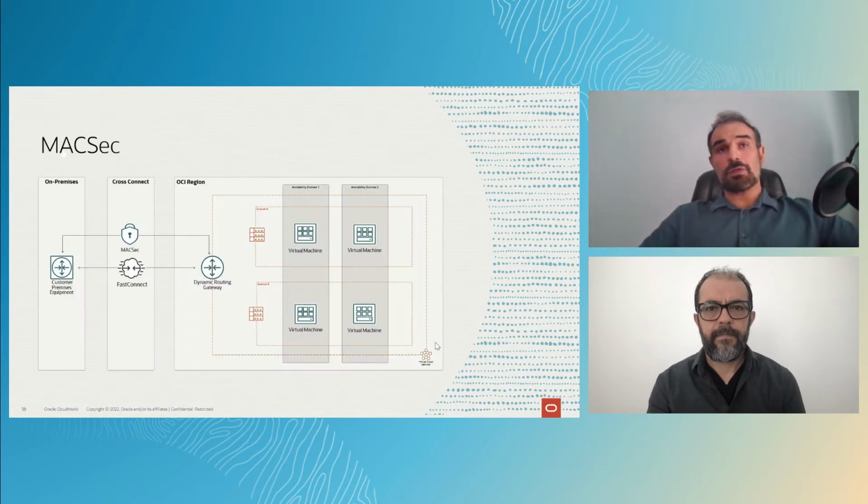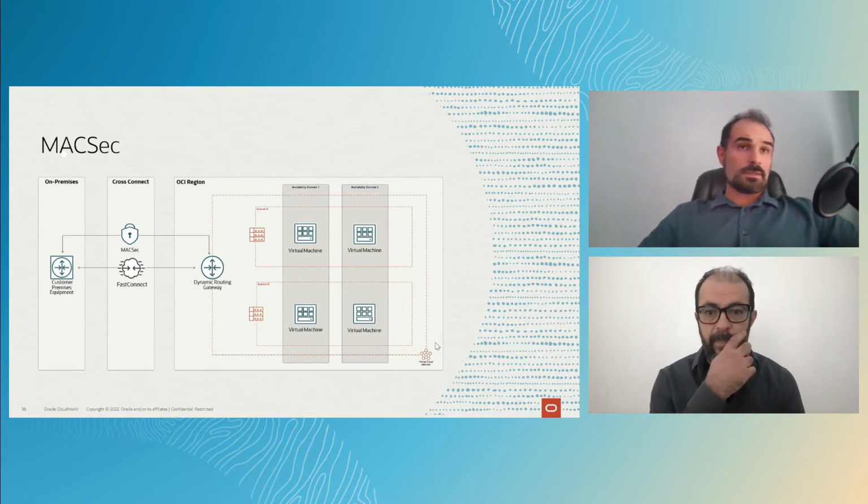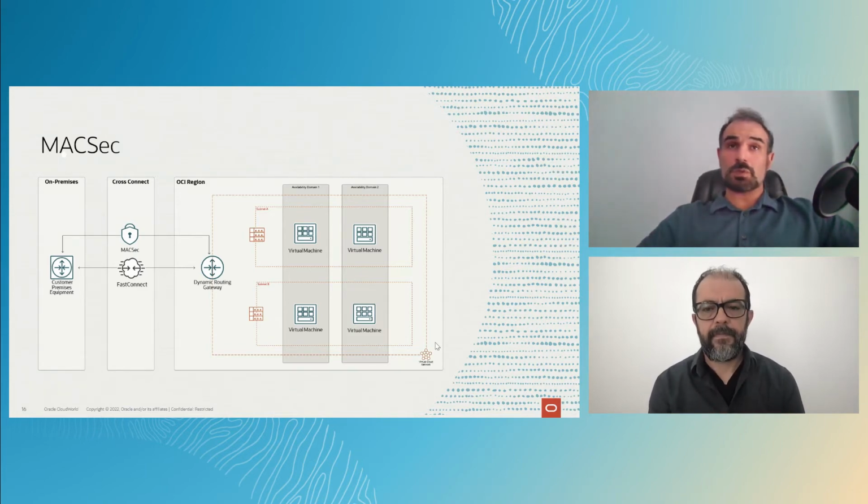This network diagram shows you how to establish MACsec between your OCI footprint and your on-premises equipment. Needless to say, in this case, your on-premises equipment should be able to support MACsec. If it does, in most cases, you're going to have better throughput than the same solution implemented using IPsec.